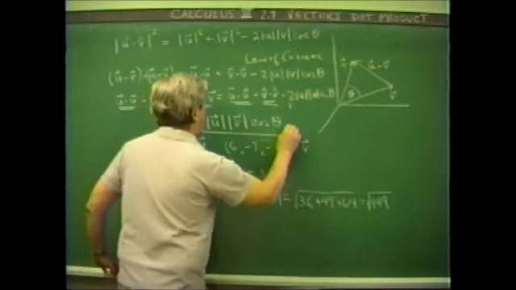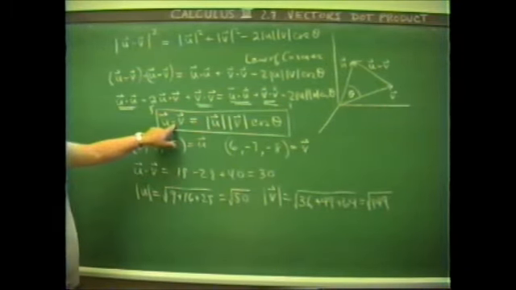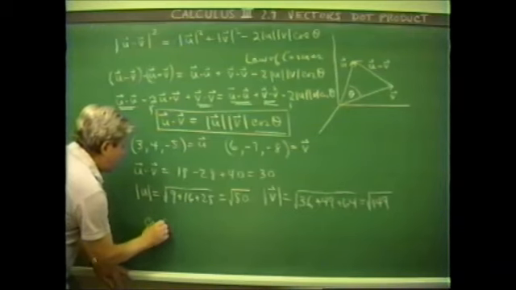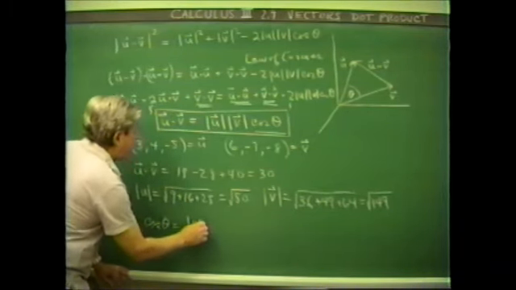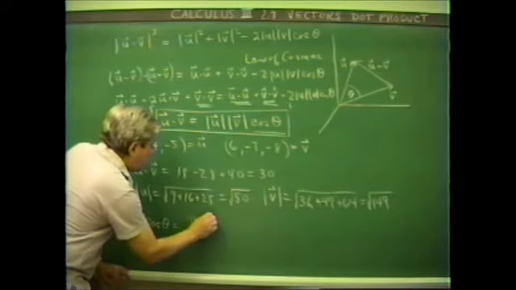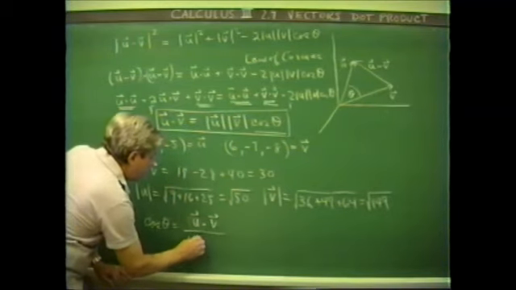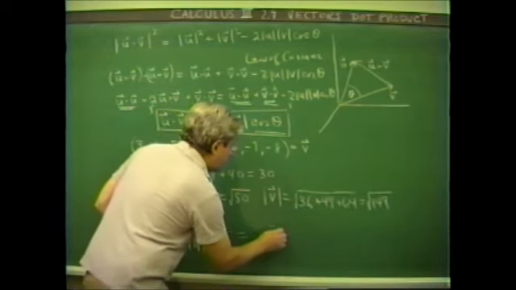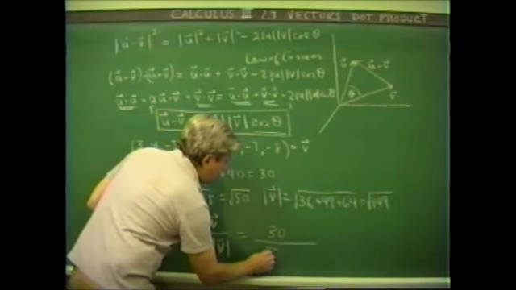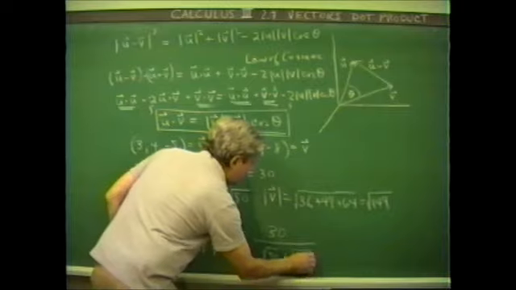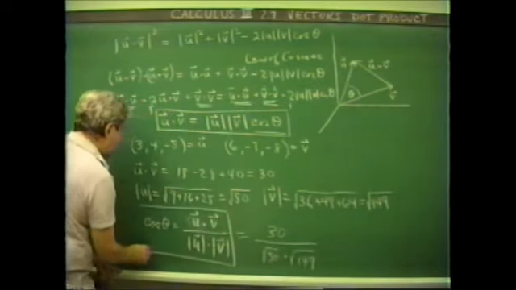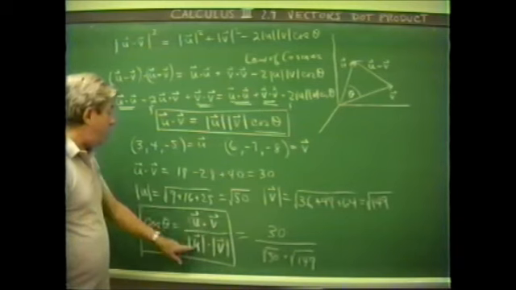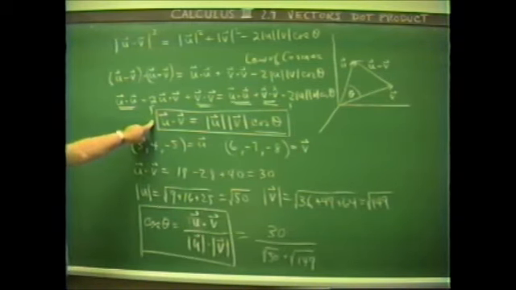Now, this is the interpretation of the dot product, and consequently, if we've got two non-zero vectors, we can find the angle between them. Cosine of theta is equal to u dotted with v divided by magnitude u times magnitude v, which in this case is 30 over the square root of 50 times the square root of 149. But in general, this is the cosine of the angle between two vectors u and v. It's given by u dotted with v over magnitude u magnitude v, the dot product having this interpretation.